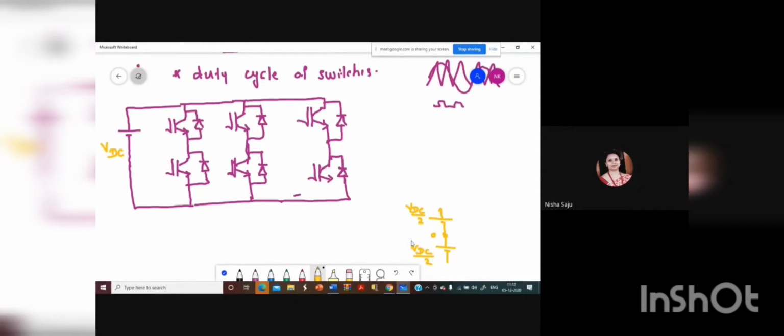If you have only one structure, this is the middle point corresponding to this one. So that means you can have it like this. If you have only VDC, you will have two states, that is 0 or VDC. Okay.